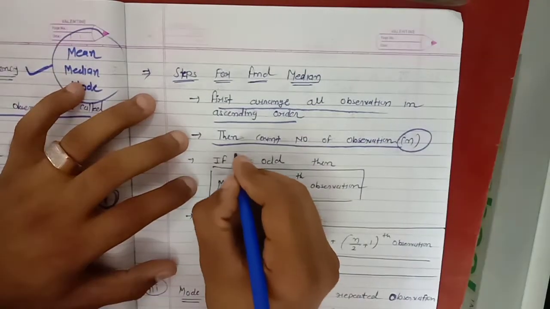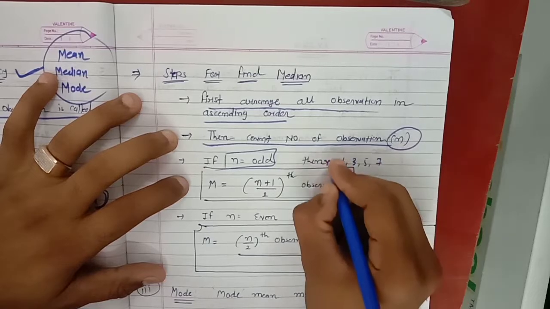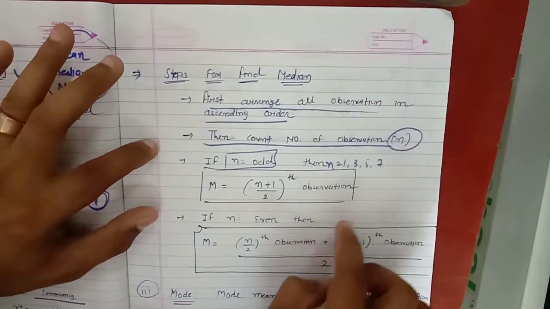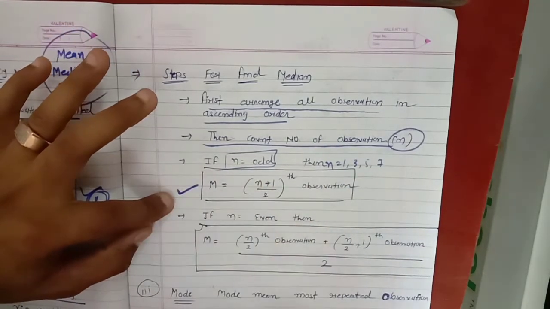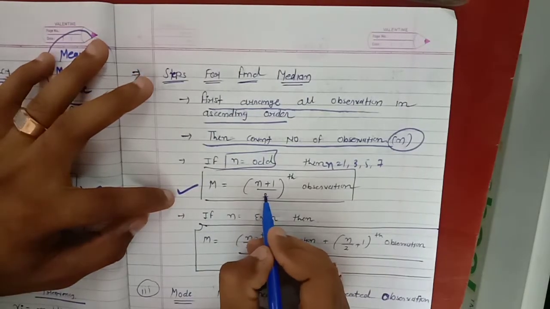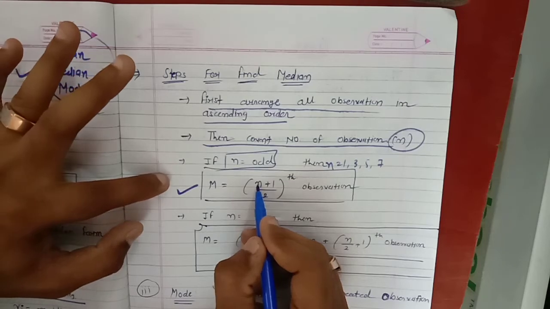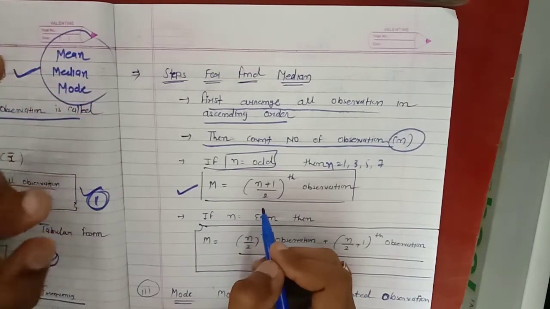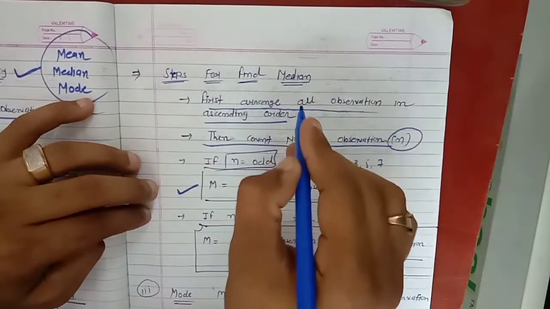If the number of observations is odd, it means 1, 3, 5, 7. If you count the observations 1, 2, 3, 4, 5, 6, 7 and n is equal to 7, it means what? Odd. Then you have to find the median using this formula: (n plus 1) upon 2 th observation. If n is equal to 7, it means 7 plus 1 upon 2, which is 8 upon 2, which means the fourth observation. 4 is not the answer, but the fourth observation is your answer.